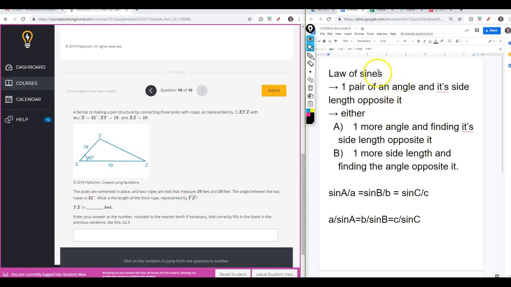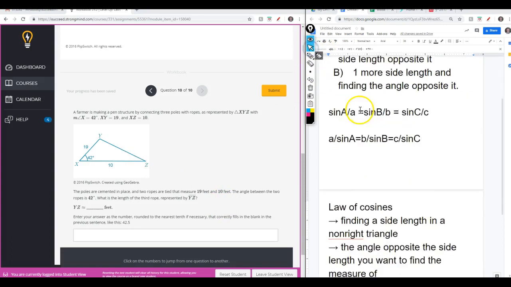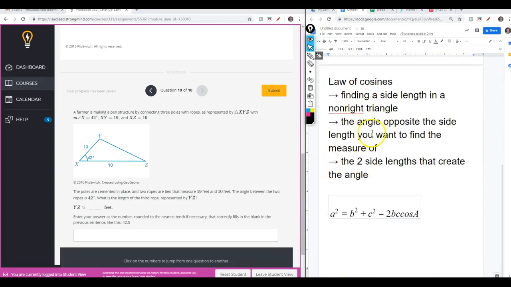So let's decide, are we going to use law of sines or law of cosines? The fastest way is to look for a pair that has the angle and the side length opposite it. So here's our angle, 42 degrees. I'm actually looking for the side length opposite it, so that eliminates the law of sines right from the get-go, and that means we're going to be using the law of cosines.